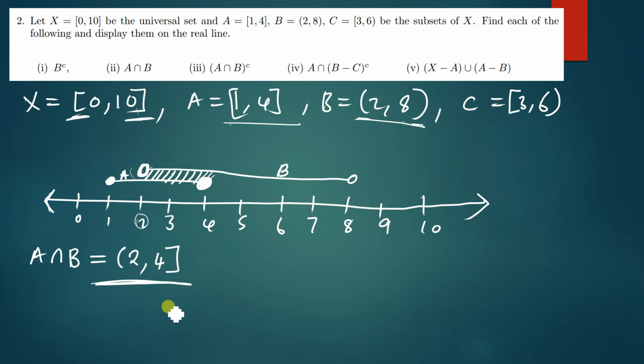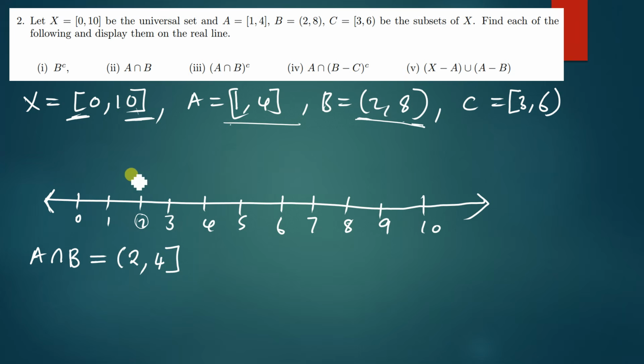Writing this on the number line or on the real line, you simply just have to, let me just do this. So representing this on the real line, this is just 2, 4. So you write your 2, open at 2 and closed at 4. You even show to say this is A intersection B. This is how you show it on the real line. Alright, so let's quickly move on to the third question here.